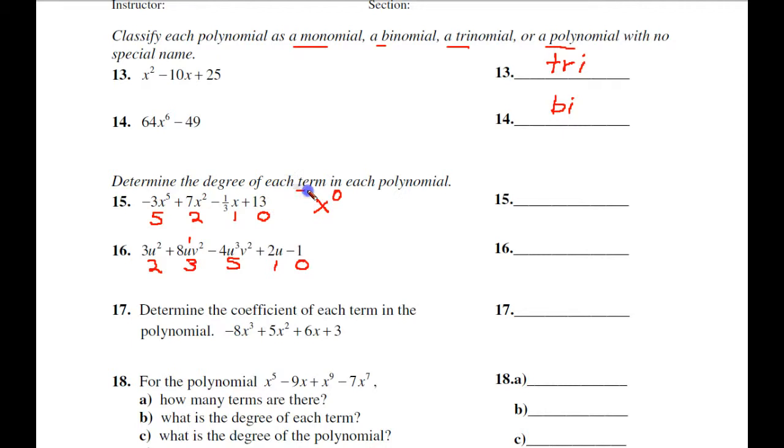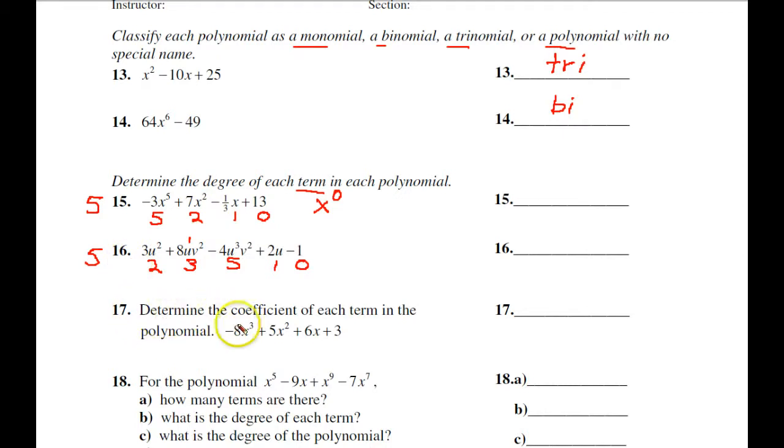Here they're only asking for the terms. But the degree of an expression is the highest degree of any one term. So in this one, it would be 5. That would be the degree of that expression. And this one would also be 5. And this is the technique you'd use. You just go through, figure out the degree of each term, and then what is the highest? That would be the degree of the expression.